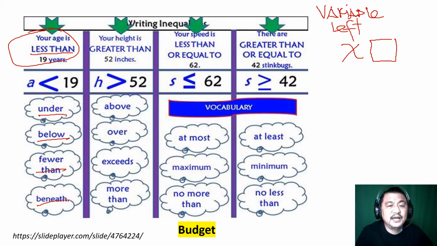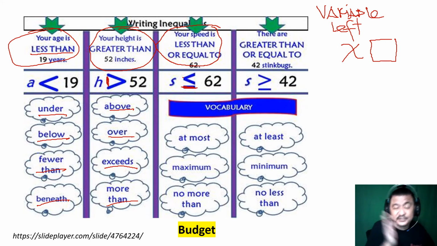But let's say your height is greater than 52 inches. Look at this. It's bigger on the H. That means it is greater than. Okay, so you could also use the words above, over, exceeds, more than. Now, the new symbol that probably you haven't seen before is this one: less than or equal to. For example, S is less than or equal to 62. There's an extra line under the less than symbol, meaning it includes 62. 62 and down.